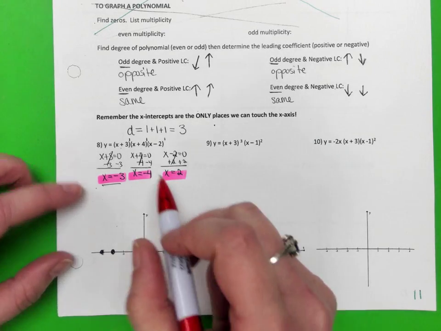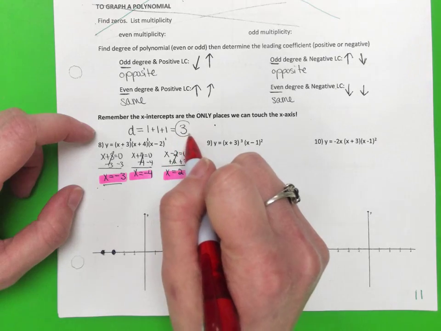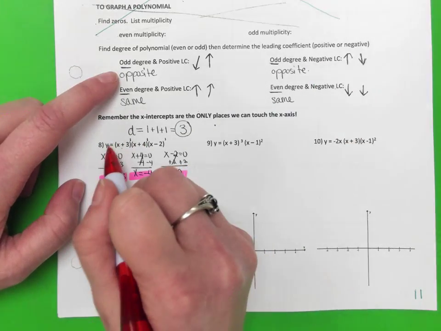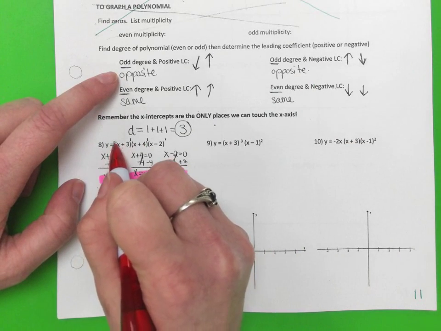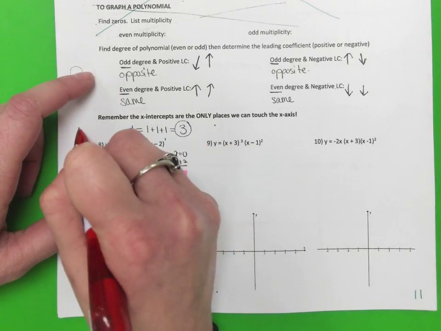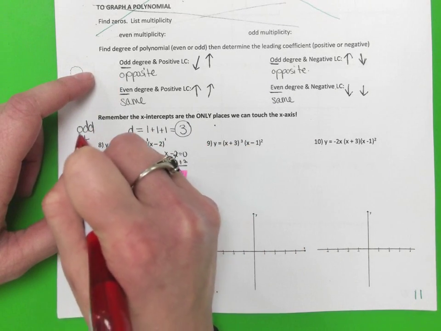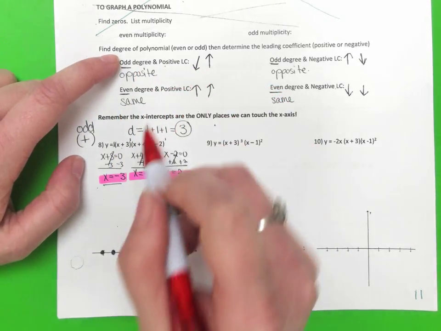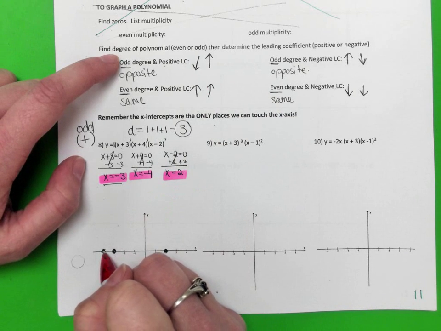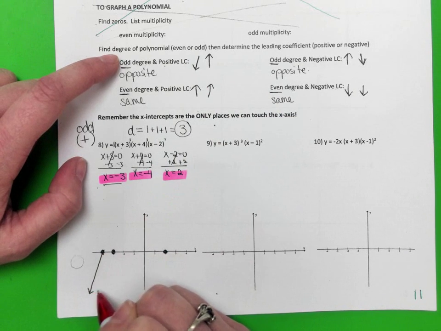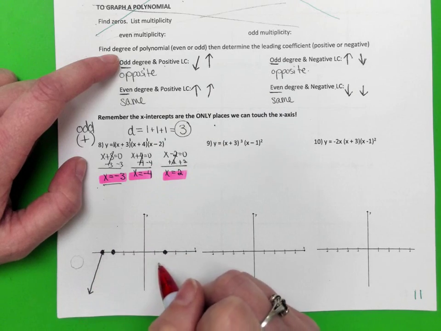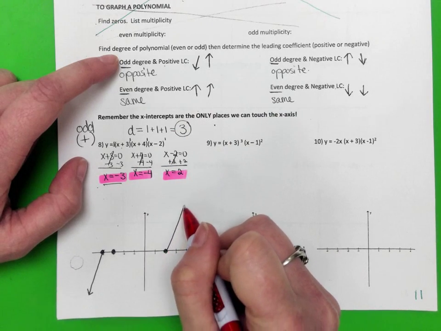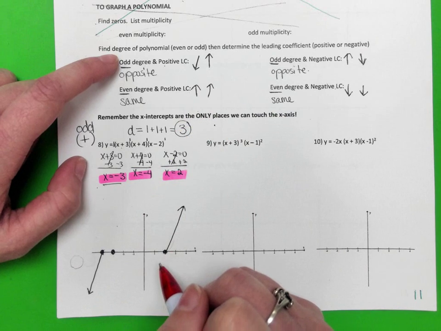All right, so what do we know? We know that we have an odd degree, which means that they're going to go opposite directions. And look at this leading coefficient. This leading coefficient in the front is positive. So we have an odd and positive. If it's odd and positive, that means the first end behavior is going to go down. So take your first dot on the left. This first one's going to go down. We can curve it in a minute if we need to. And the last end behavior, the one to the far right, is going to go up. And we can curve it in a minute if we need to.